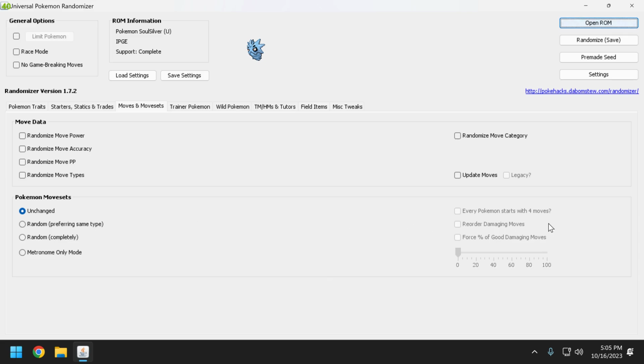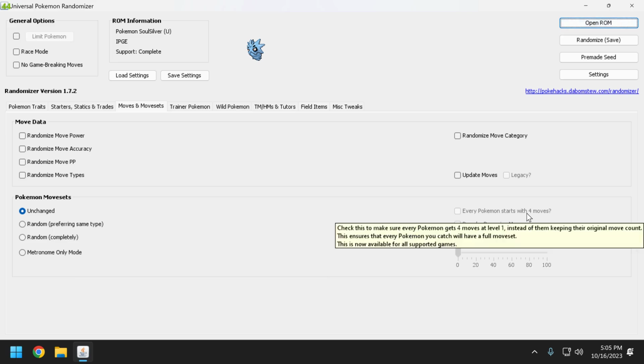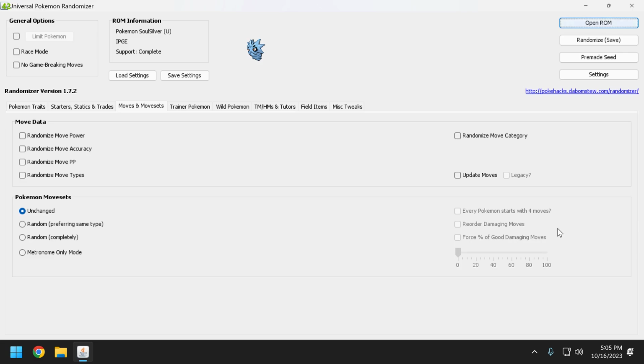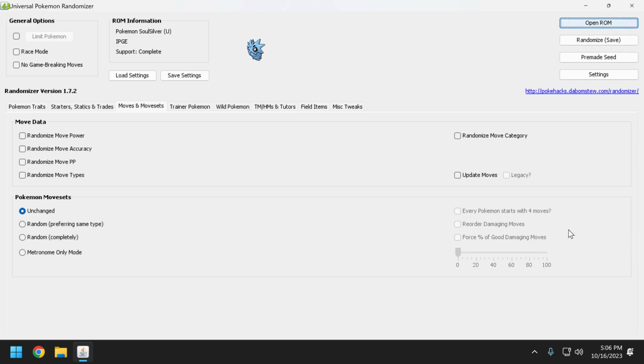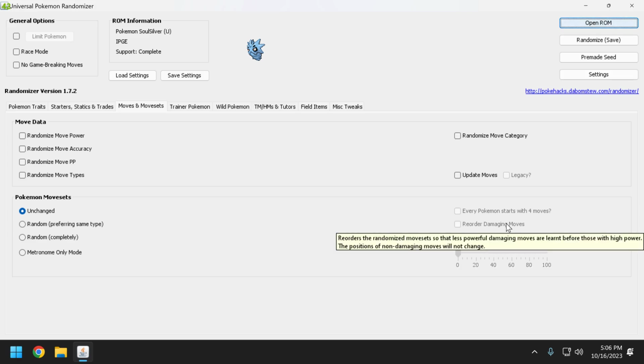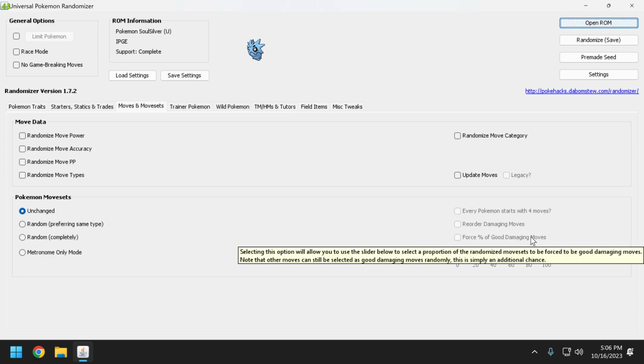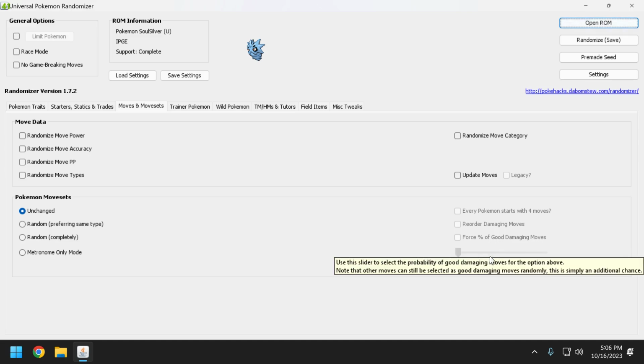And if you randomize the movesets, you can make it so that every Pokemon immediately has 4 moves, which is pretty neat. You can randomize it so that you learn the less powerful moves in the beginning, like the lower levels, and then they scale up. Another thing you need to remember with these random movesets is that a Pokemon at a very low level could gain access to an extremely powerful late game move. So you might want to reorder them so that they start with the lower powered stuff. And then you also have the option of changing the percentage that a Pokemon gets for powerful damaging moves. So there's a slider down here.